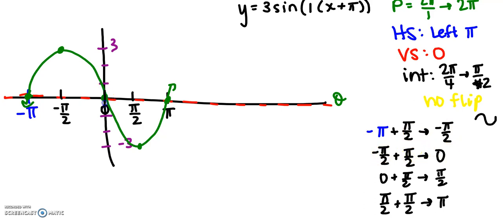I actually have a tick mark at 0, which is why I have one of my 5 key points on that value. 0 plus pi over 2 is pi over 2. Then the next tick mark, pi over 2 plus pi over 2 is pi.